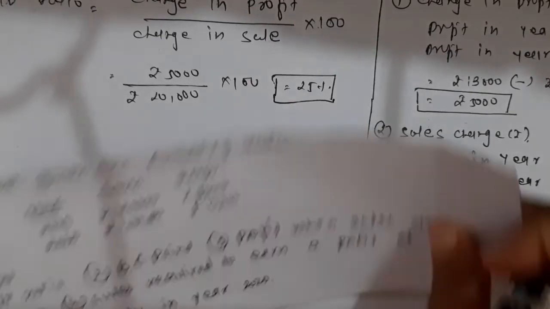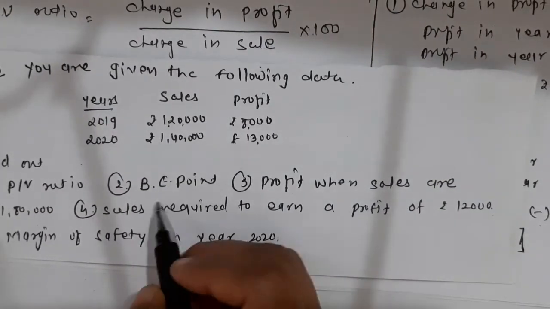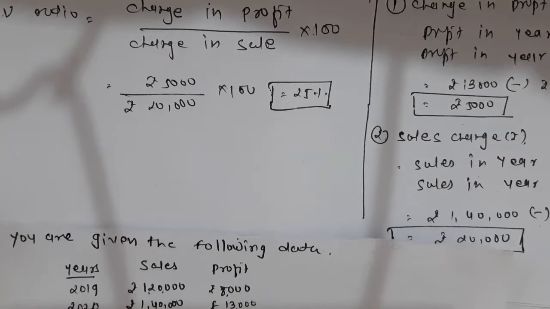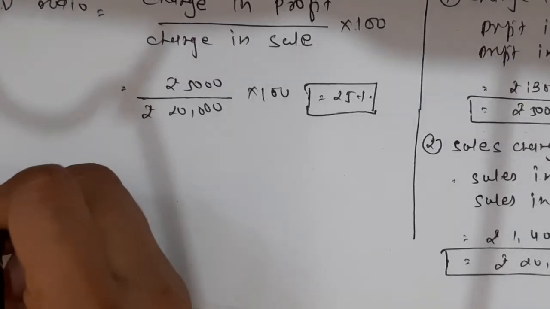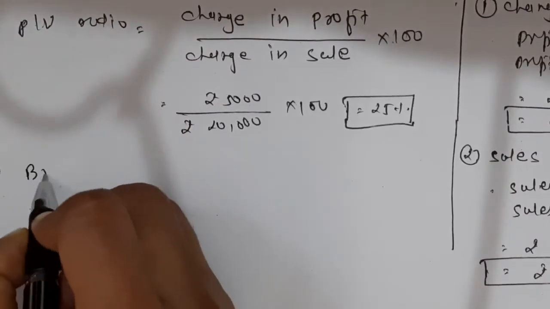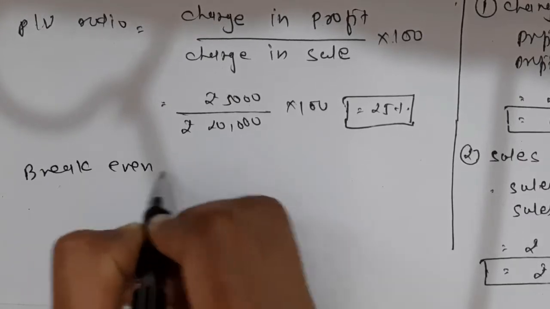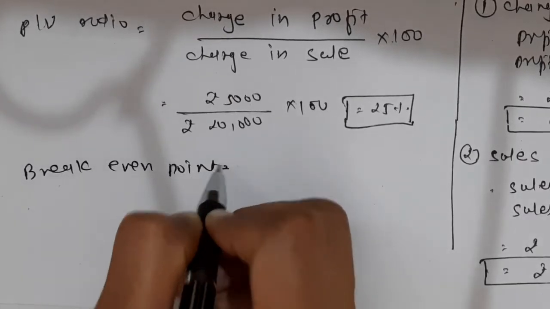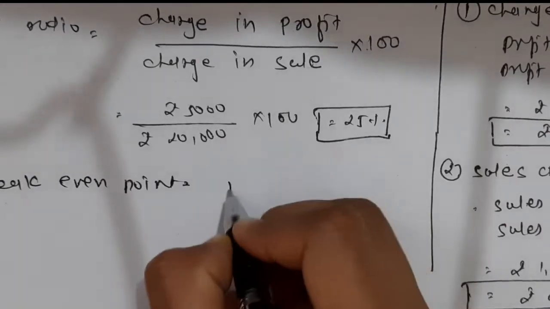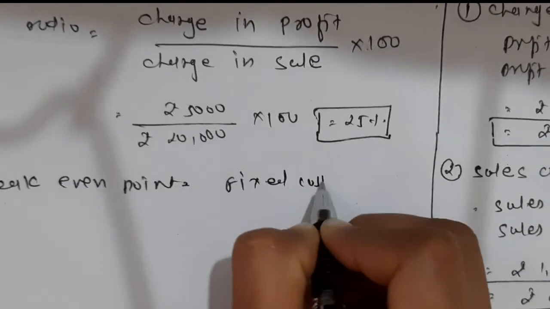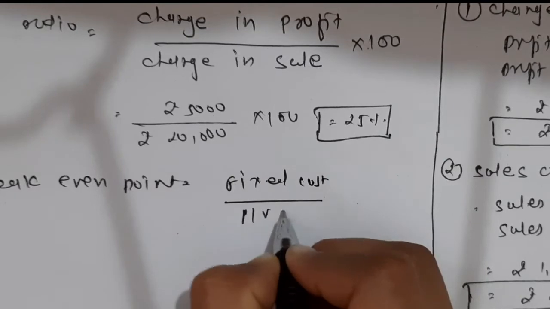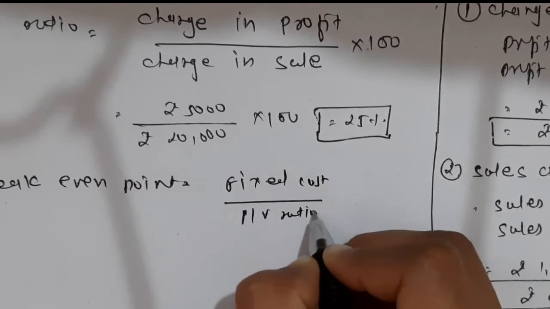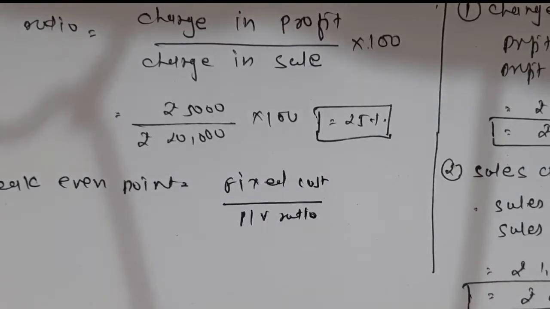Okay. Now go for the second part. What they ask? They ask for the BEP, break even point. What is the formula of the BEP? It is fixed cost divided by PV ratio. Okay. What is fixed cost here? If fixed cost is not given, so first we find the fixed cost and then after find the break even point.